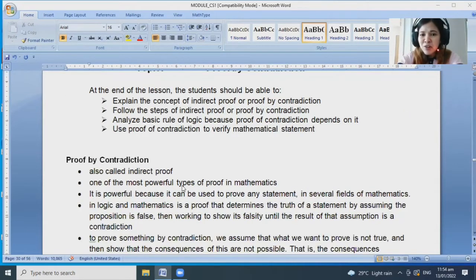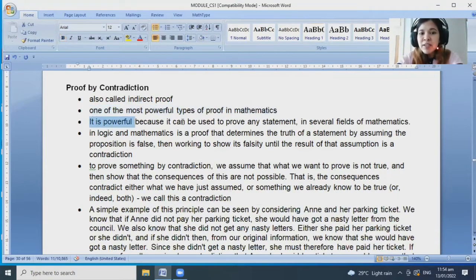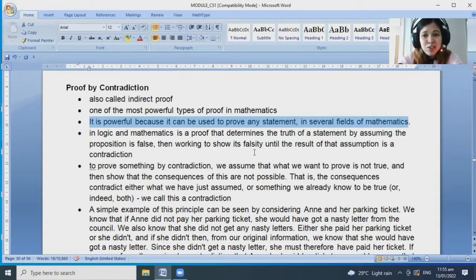Proof by contradiction, also called indirect proof, is one of the most powerful types of proof in mathematics. It is powerful because it can be used to prove any statement in several fields of mathematics, in logic. And also, as a comp-sci student, you need to have this logical ability or skill. That's why you need to study direct and indirect proof.